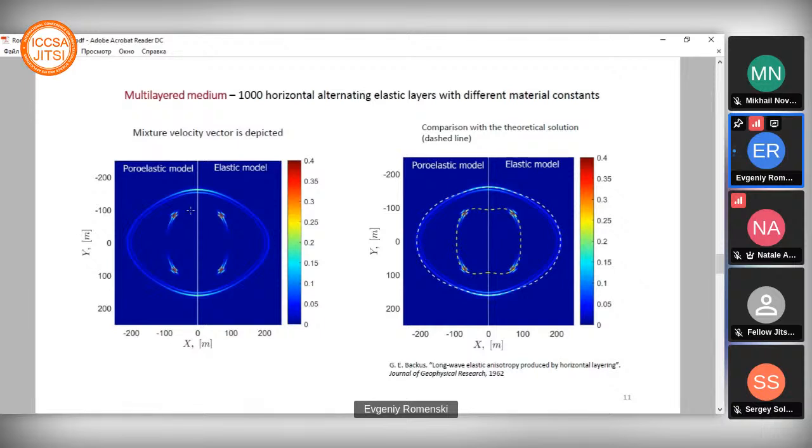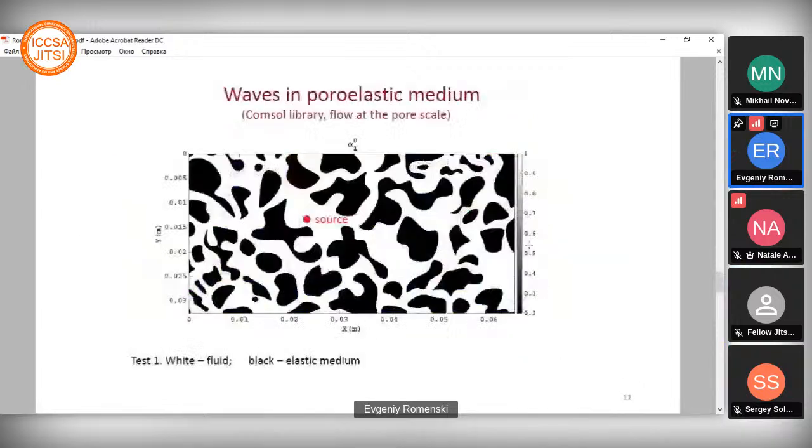So for each layer, we have to use boundary conditions. And on the right, we see a comparison of our simulation with a known from the literature exact solution. The agreement is very good. So our model works well.